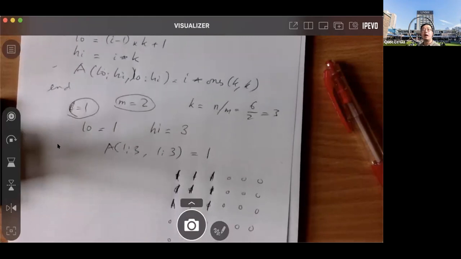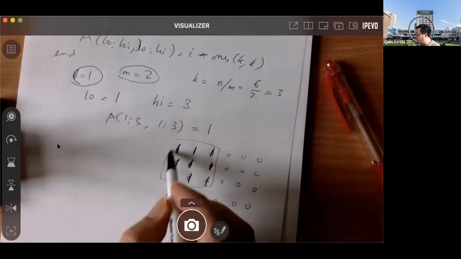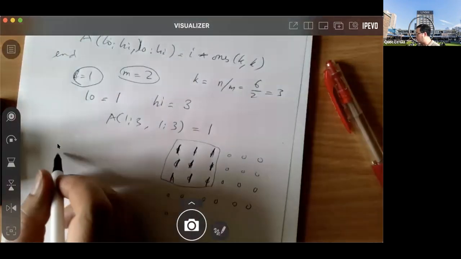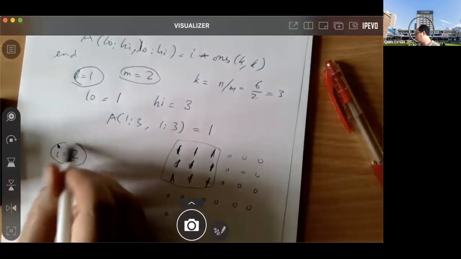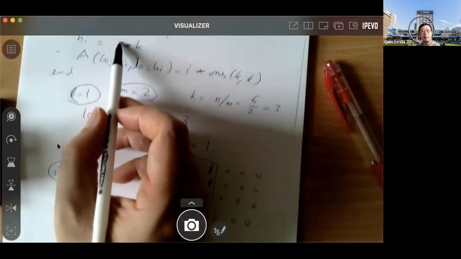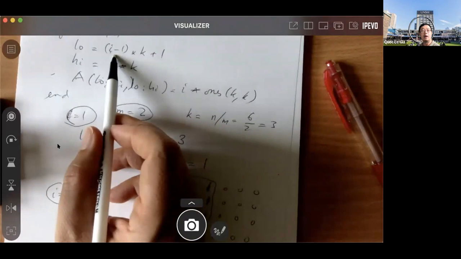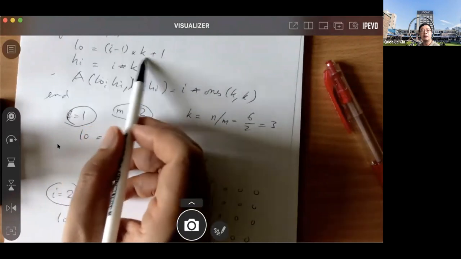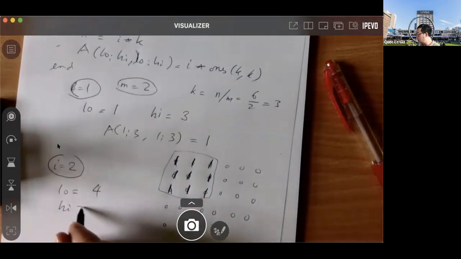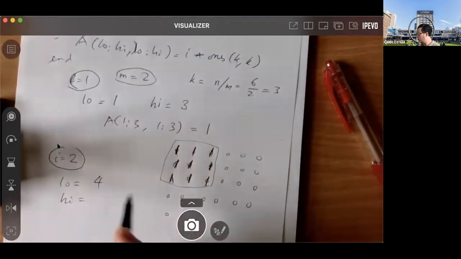Okay, and now this one is the first iteration of the loop. Now you go back and ask what happened when i equals 2. When i equals 2, low is just equal to... so you put it back here. So i equals 2, then 2 minus 1 is 1. 1 multiplied by 3 is 3, 3 plus 1 is 4. So low is just 4. Then high is 2 multiplied by 3, which is just equal to 6.